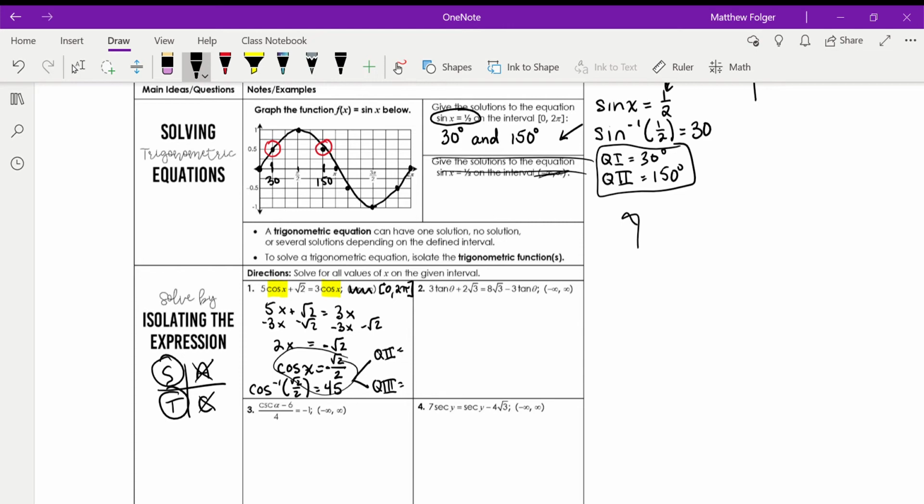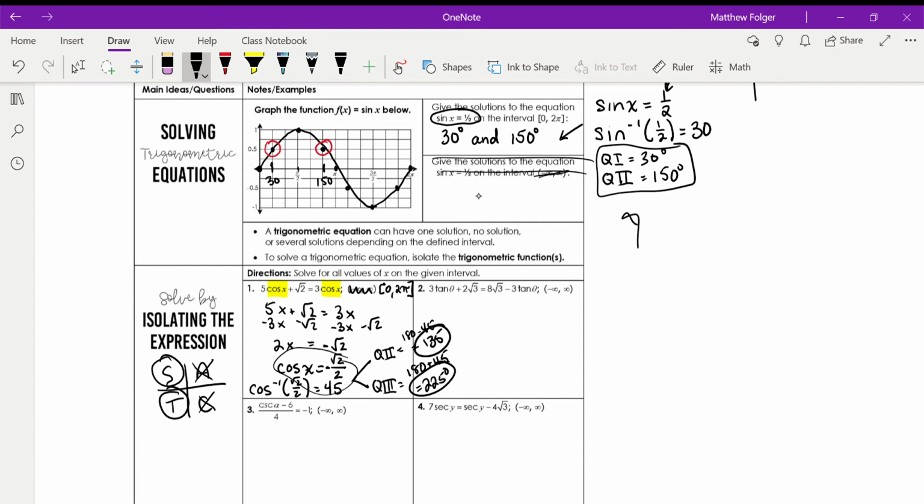So in quadrant 2, you subtract it from 180. So 180 minus 45 is 135. So there's my first answer. And then for quadrant 3, you add it to 180. 180 plus 45 is 225. So those are your two answers. Notice, most of these are going to have two answers.